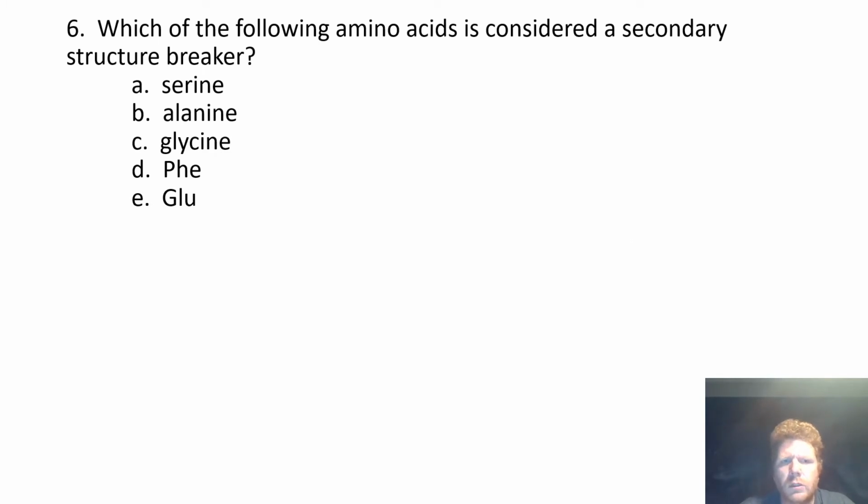So question number 6 reads, which of the following amino acids is considered a secondary structure breaker? Okay, so this ultimately has to do with which amino acids are likely to be found in a secondary structural element and which are not. So it's important to review alpha helices versus beta sheets. Take a look at what an alpha helix looks like, what a beta sheet looks like, where the R groups are and everything like that. This ultimately is a sort of discrete question.